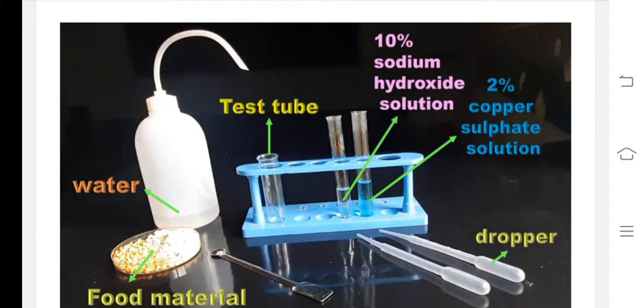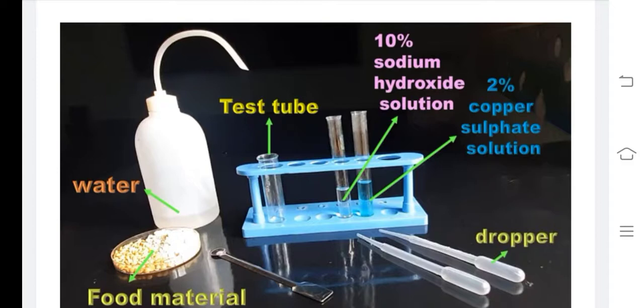What about this one? Blue color, observe, 2% copper sulfate solution. That means the solute, copper sulfate, they are adding water, they are getting a solution. Solution is nothing but the mixture of solute plus solvent. Next, droppers. Okay, this is spatula and water. Very very important, first thing is this one, food material. What are the food materials? You can take pulses.